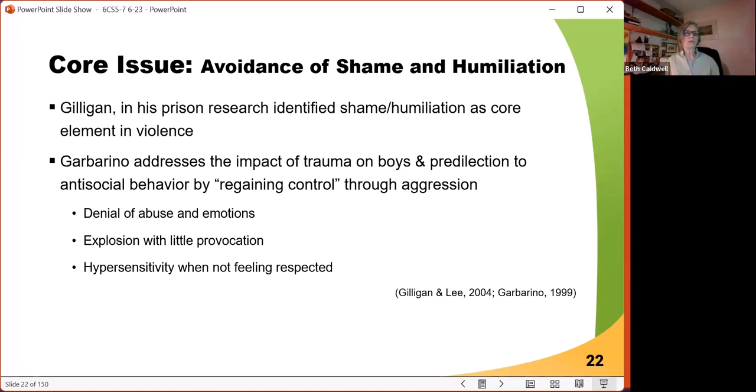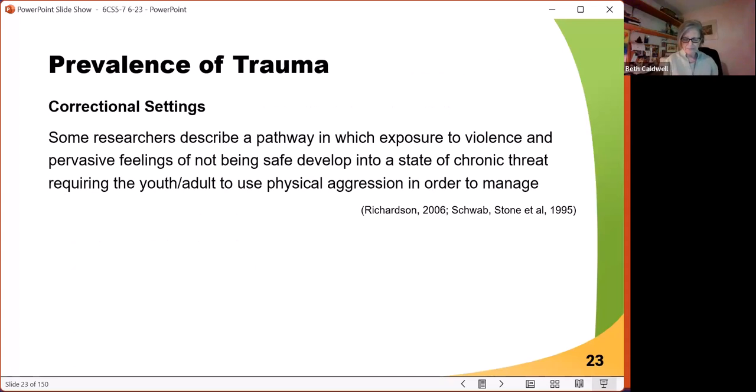And then the next one is correctional settings. It goes back to the importance of dampening the amygdala with comfort, kindness, voice, and choice. So people with pervasive feelings of not being safe, which is exactly what you have in prison or correctional settings, have this state of chronic threat, requiring them to frequently resort to physical aggression.